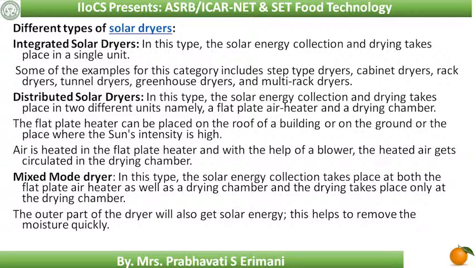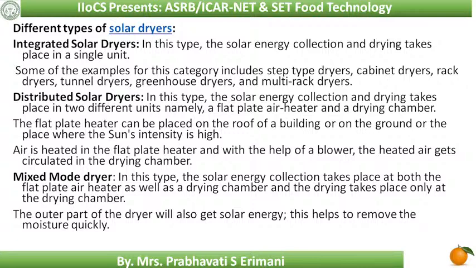Mixed mode dryers are used in industry and similar settings. In a mixed mode dryer, solar energy collection takes place at both the flat plate air heater as well as the drying chamber. In all the types, solar energy is the main source; only the name is mixed mode. In the distributed solar dryer, solar energy collection takes place only on the flat plate heater, and the heated air is then blown. But here, collection takes place on both, and the drying takes place only in the drying chamber.